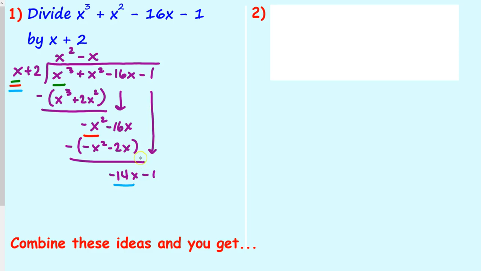X times what is negative 14x, and that would be negative 14. Multiply that by the divisor, negative 14x minus 28, subtract, and we get 27. And there's nothing more to bring down, so the remainder is 27. So we can say plus 27 over x plus 2.